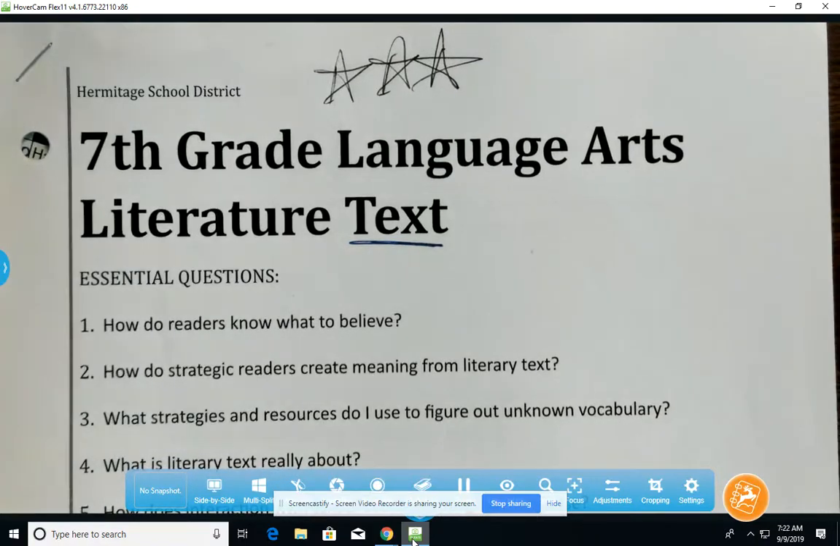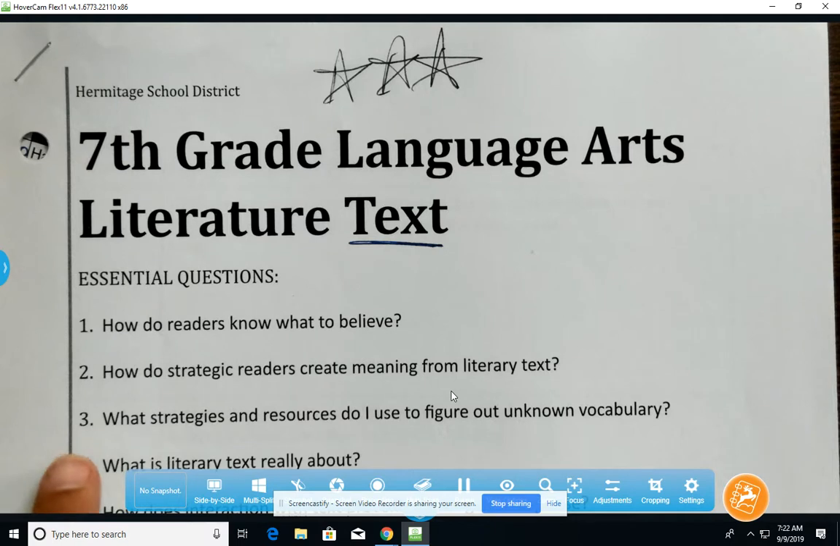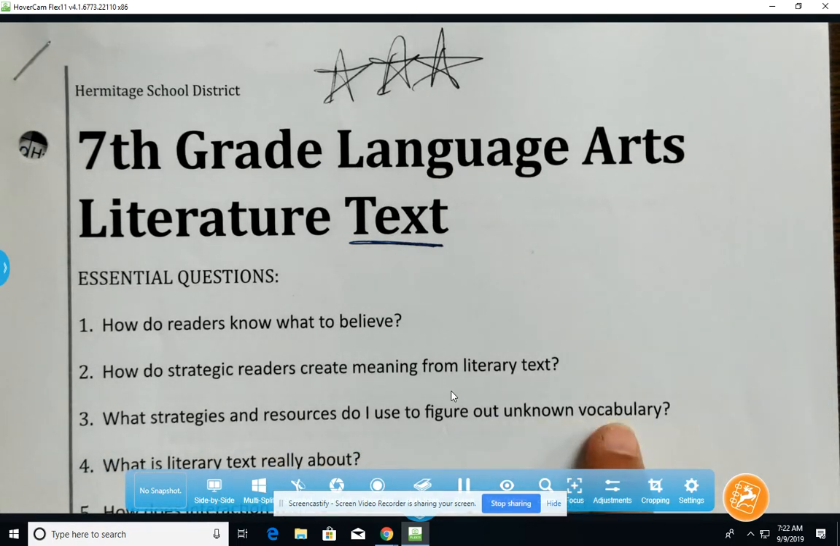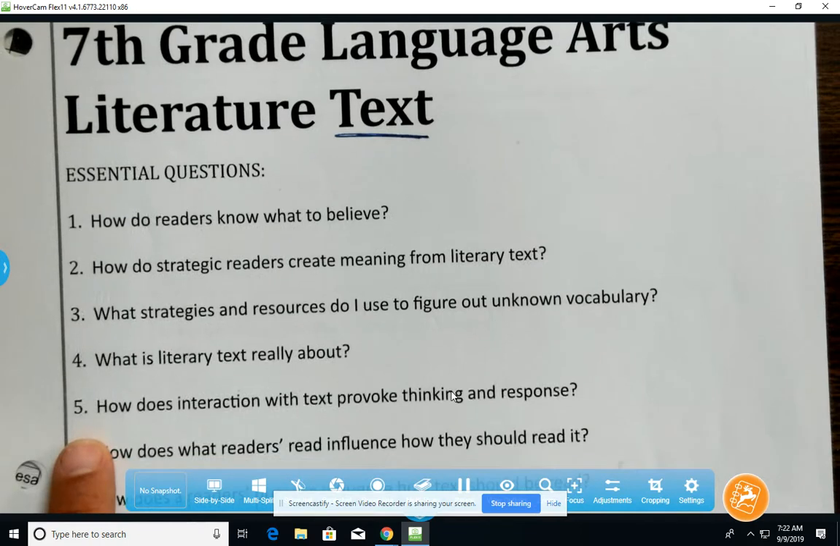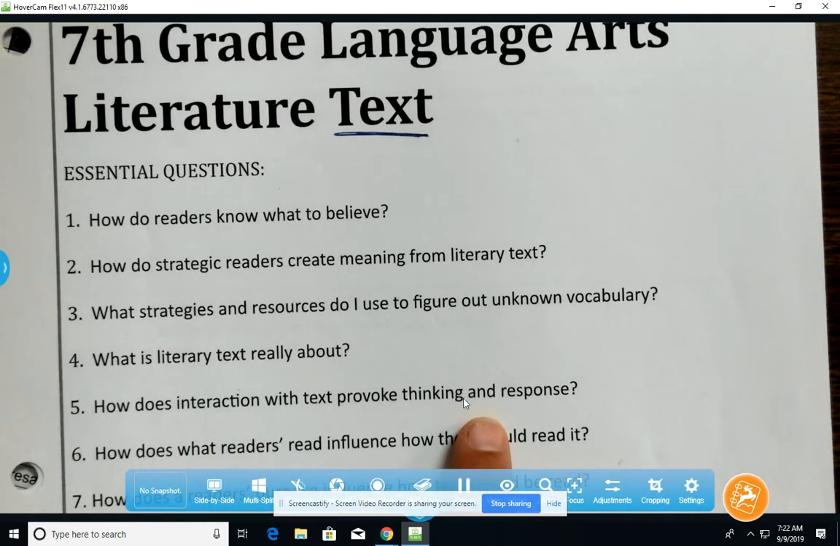Good morning. Today in our literature text, we're focusing in on question number 3, what strategies and resources do I use to figure out unknown vocabulary? Question number 4, what is literary text really about? And question number 5, how does interaction with text provoke thinking and response?